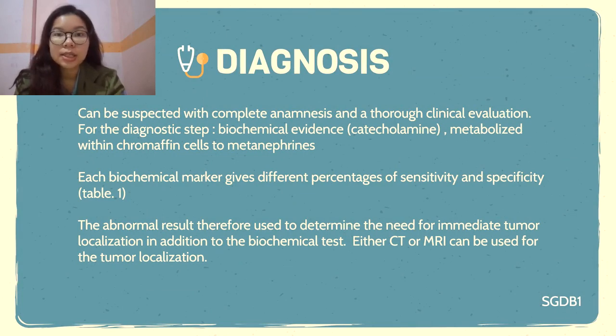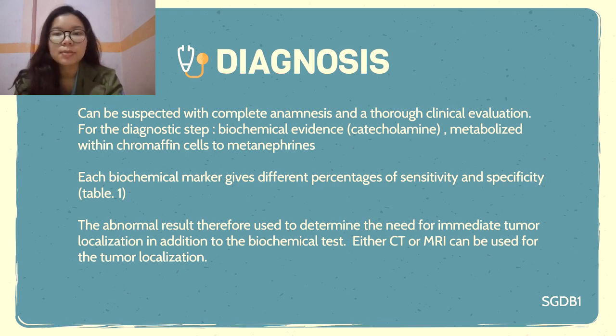So for the diagnosis, it can be suspected with complete anamnesis and a clinical evaluation. For the diagnosis step, it uses biochemical evidence, catecholamines, which are metabolized within the chromaffin cells to metanephrines, and this intratumoral process occurs independently of the catecholamine release. Its biochemical markers give different percentages of sensitivity and specificity, which will be explained after this.